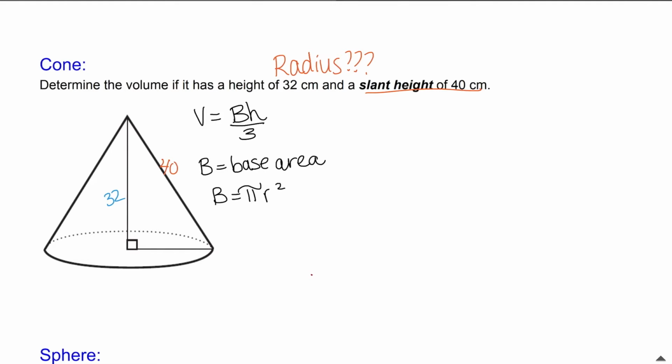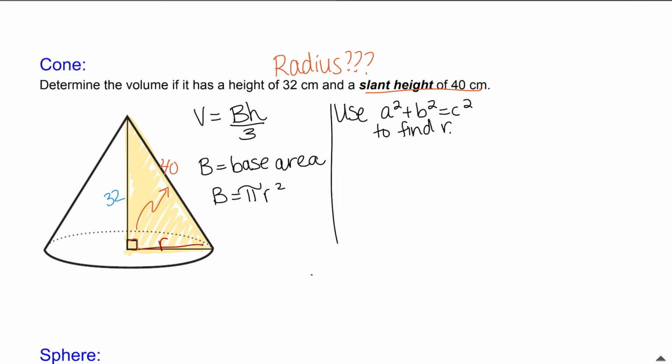So here I'm going to label the radius as r. And if you notice here, I end up getting a right triangle here. Right? Do you see this right triangle here? So since we have a right triangle in our cone, we can use the Pythagorean theorem to find the radius. So let's go ahead and do that. First thing I'm always going to do is look for my right angle and use that to identify the C value. So my C value is 40, which means that A is 32 and B is r, or I could swap A and B, it doesn't matter.